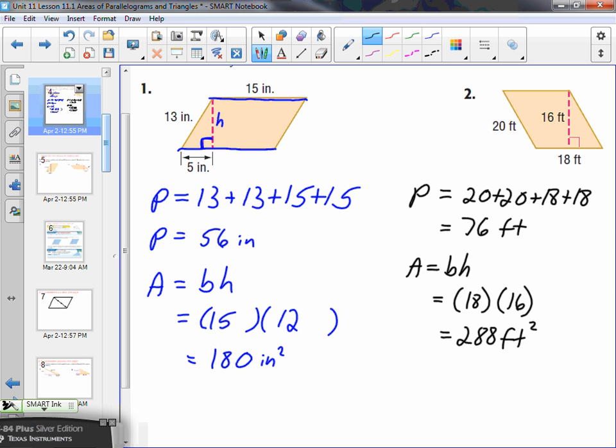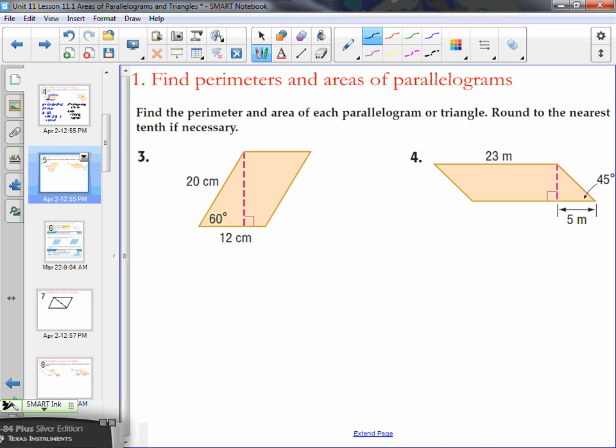All right, so far so good? Well, let's see what else we can do with this. Number three. We still need to find the perimeter and the area. Okay, so let's see. Perimeter, I think we've got all the information we need, don't we? Wouldn't that be 20 plus 20 plus 12 plus 12? And what do we get? So the perimeter is 64 centimeters.